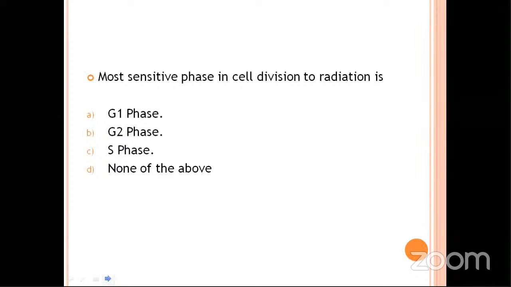The most sensitive phase in cell division: we know that the DNA is the most affected part of the cell, and the phase that is very important is G1, G2, S, or none of the above. G1 is where the cell is preparing for the synthesis of DNA. The next is the synthesis phase, that is S phase. The next is G2 phase, the premitotic phase. So the most sensitive is the G2 phase. After the synthesis of DNA is the phase which is very sensitive for radiation.